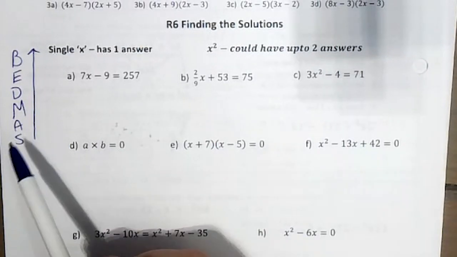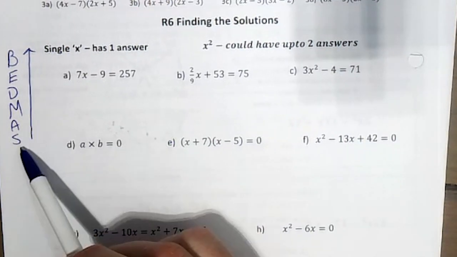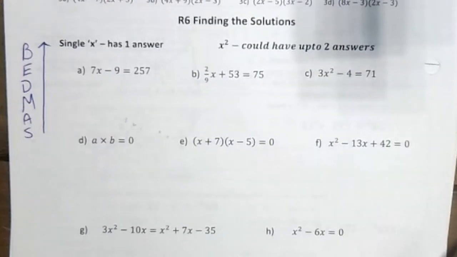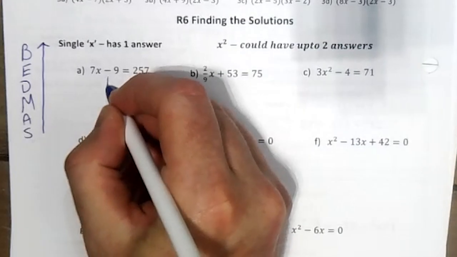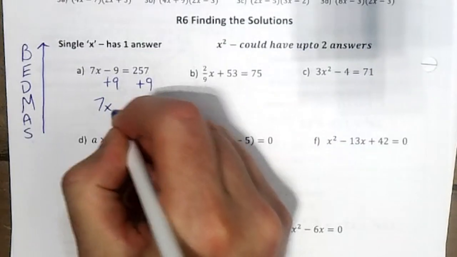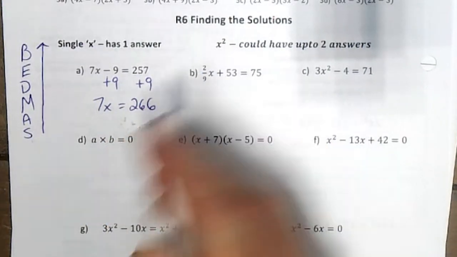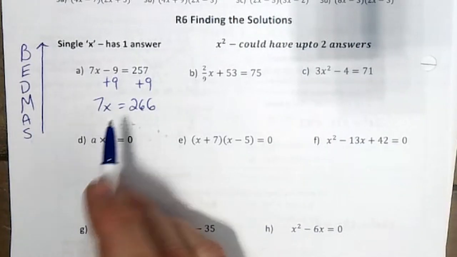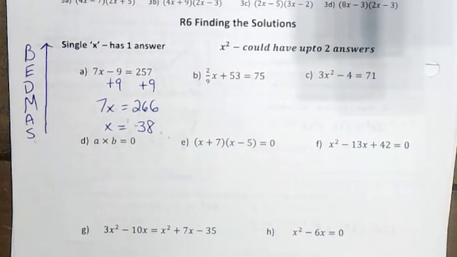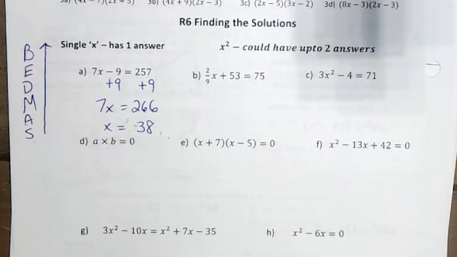Now, with algebra, we're always working backwards. Instead of BEDMAS, we're going SAMDEB. So we always start with adding, subtracting. So the first one, we start with the adding, subtracting. We do the opposite. We do it to both sides. And then we go to the next step. We're going to divide by 7. And we get our answer. We find the solution by using algebra.